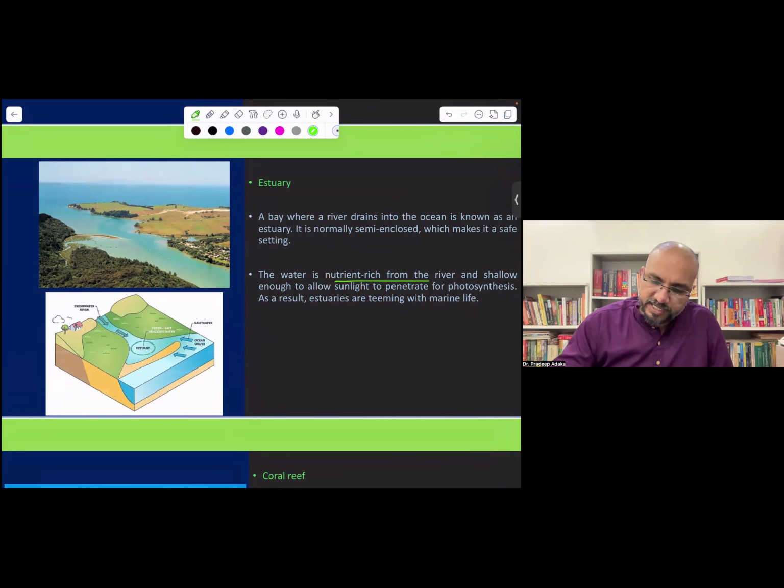So water is nutrient rich from the river and shallow enough to allow sunlight to penetrate and carry on photosynthesis. Salt water concentration is also moderate.